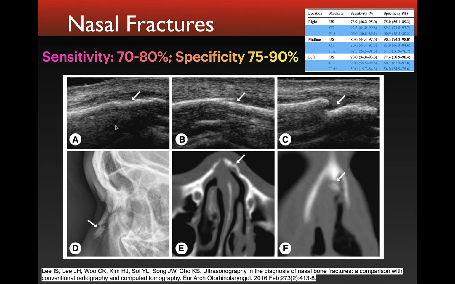The sensitivity for this on ultrasound was 70 to 80% in people who use it fairly commonly, which is better than plain films, but not as good as CAT scan, just like most things in ultrasound. There are a couple examples of fractures in different places. Here's a midline spine fracture, a lateral wall fracture, a side fracture, or if they're actually able to see that kind of septal fracture in the middle.